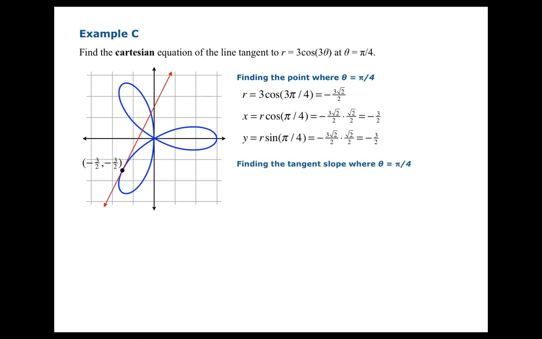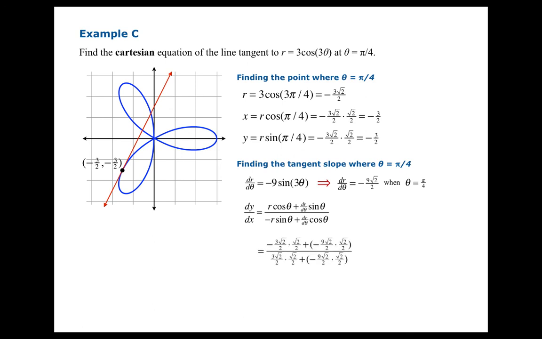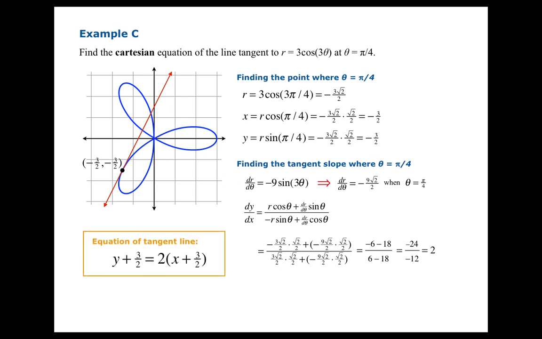Next, finding the tangent slope. Here's where we use our new formula. Find the derivative dr d theta first. That's negative 9 sine 3 theta. And when theta equals pi over 4, dr d theta is negative 9 root 2 over 2. So now we're going to plug in the value of r and dr d theta and cosine theta and sine theta. Once again, use some strategy here. You can multiply through top and bottom by 4 before you start simplifying, and you get dy dx equals 2. Point slope formula, the equation of the tangent line is y plus 3/2 equals 2 quantity x plus 3/2.